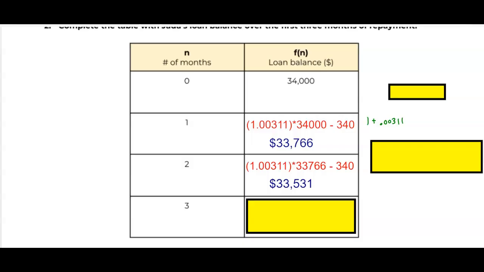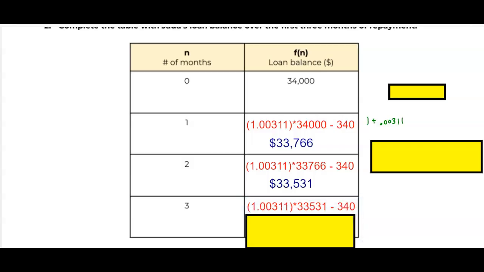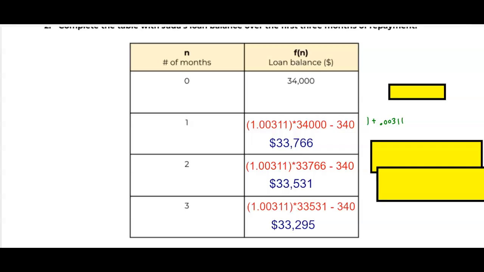All right, month 3, it's going to be just like month 2, but we have to replace the balance with the new balance. So write that formula down first, pause and do that. And we should have 33,531 in the position that we multiply by. Multiply that out and get your new balance. And I've got $33,295. So this time we paid $236. All right, it's paying a little bit more all the time.